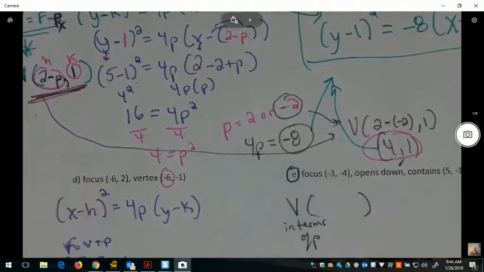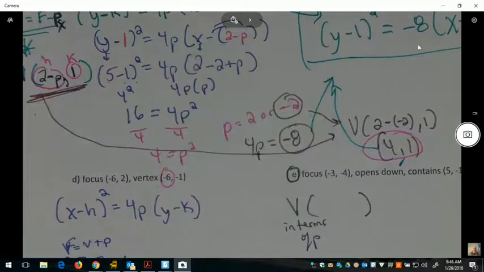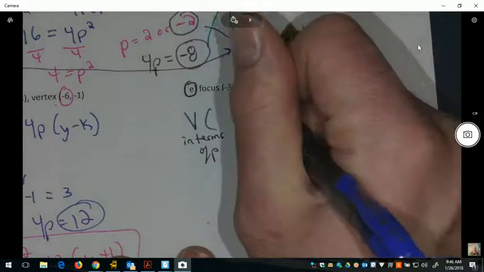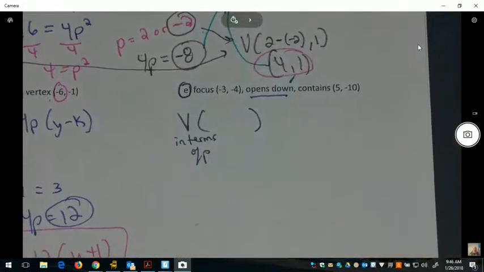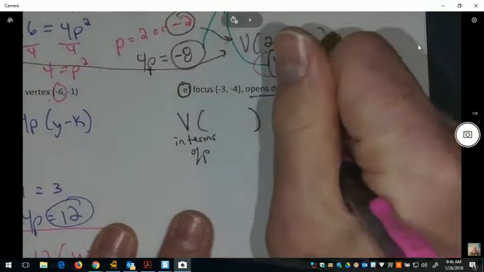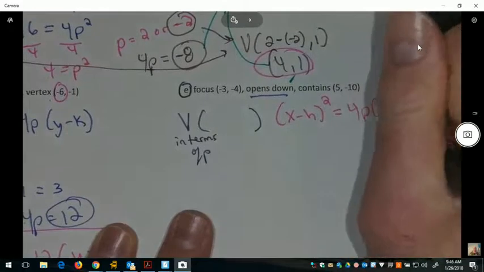So take a second just to do that before we start building the equation. All right, let's take a look. So you know it opens down. If it's opening down, what's going to be squared? The x or the y? The x. So we've got (x minus h) quantity squared equals 4p times (y minus k).